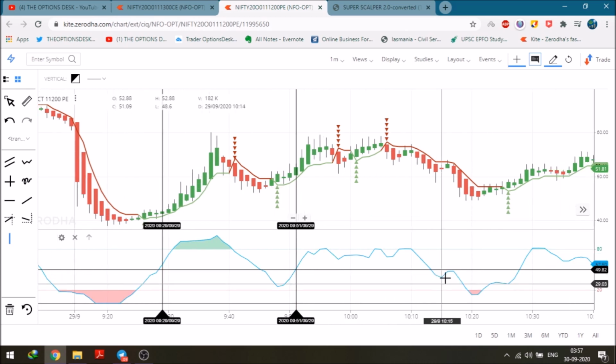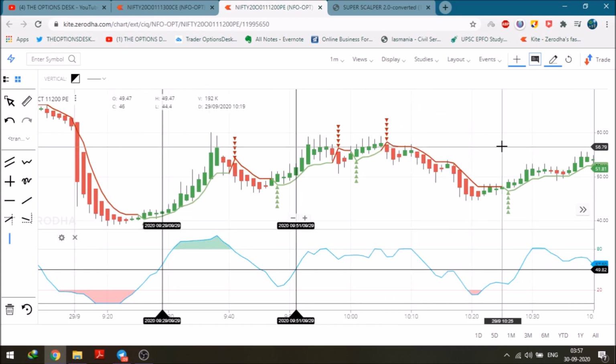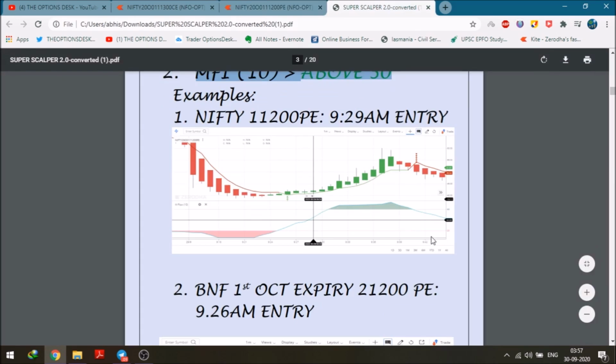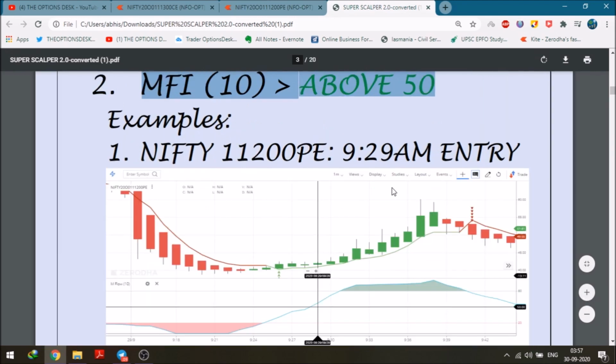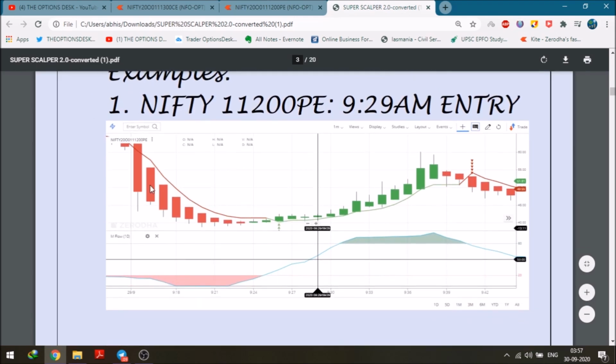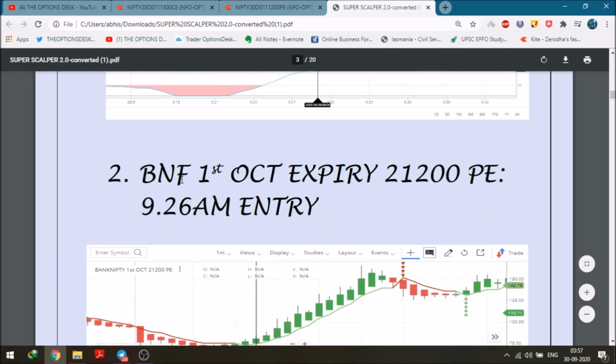Like this happens. Firstly, the super trend is not in buy, so I will not take this trade. I will explain everything, just wait. Okay, so these are the entries. So this is the example. Let me zoom in for you. So these are the entries. So Nifty 11,200 PE, as you can see, I have taken a screenshot here, and I took the entry at this particular point.